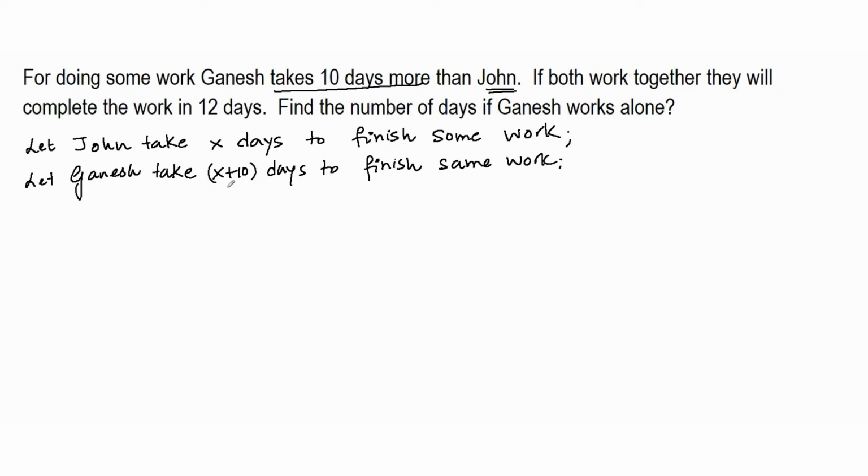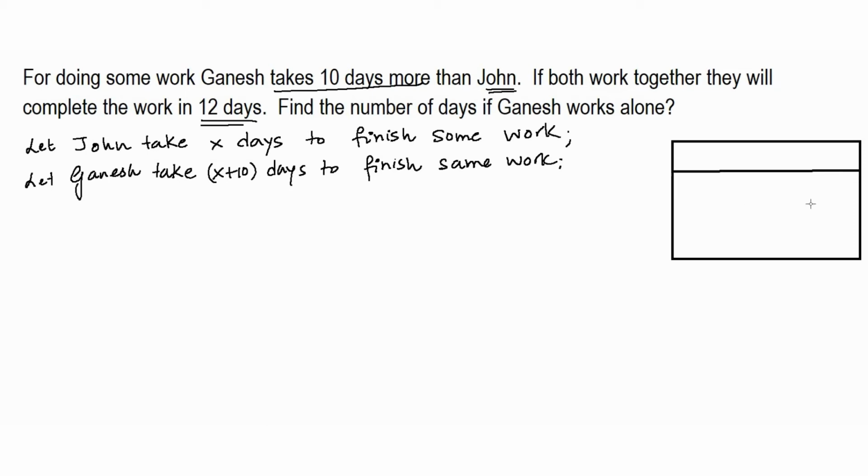Now, if they both work together, they will complete the work in 12 days. So for example, assume that the work is building this particular wall. Then I can split this work in 12 parts because they are going to finish the whole work in 12 days. So let's assume that we split this particular work in 12 equal parts. In one day, because they take 12 days to complete the whole work, they will only finish 1/12 of the work, right? And in the remaining 11 days, they will finish the remaining part of the work, and that is how they complete the whole work.